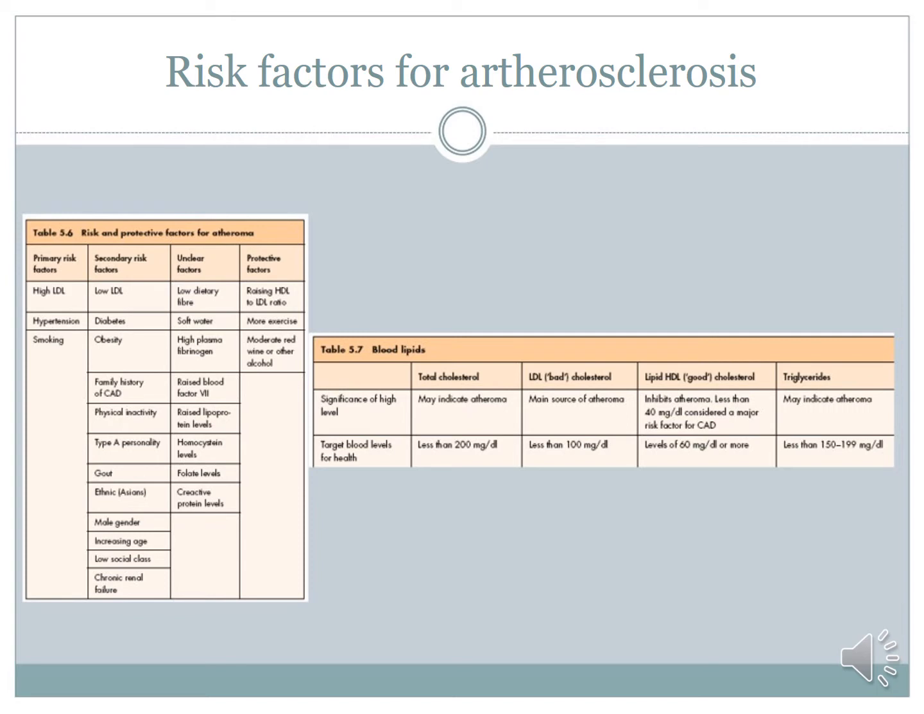So, this chart will give you the risks of atherosclerosis, where you see what are the primary risks, the secondary risks, and what are the blood profiles that will give you the risk factors for atherosclerosis.